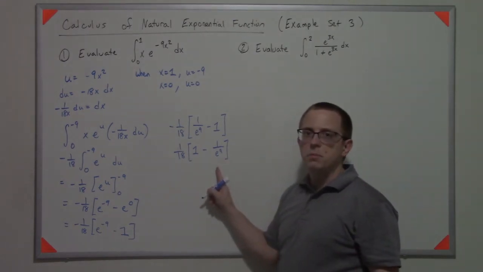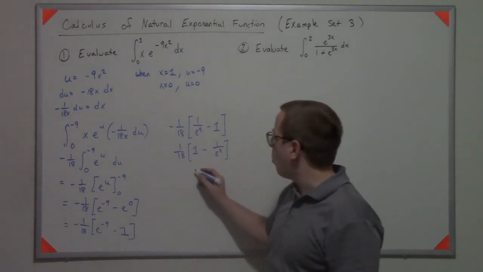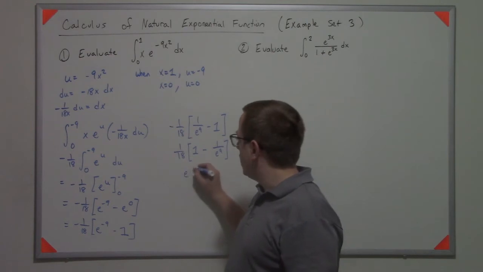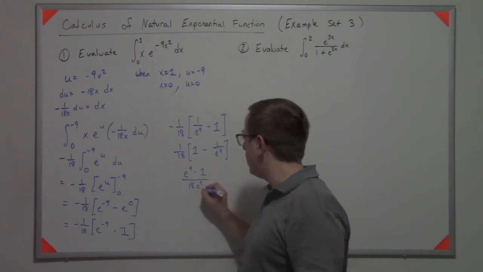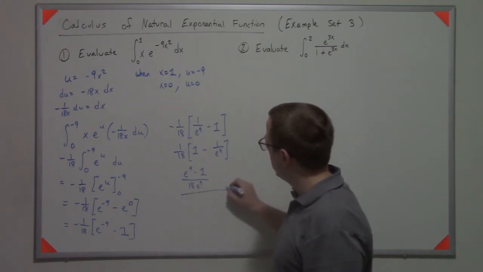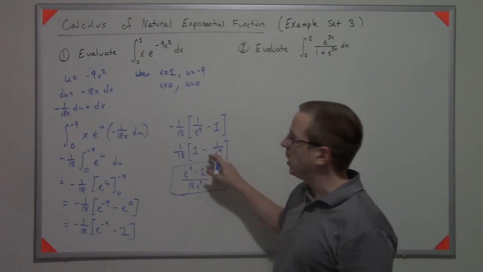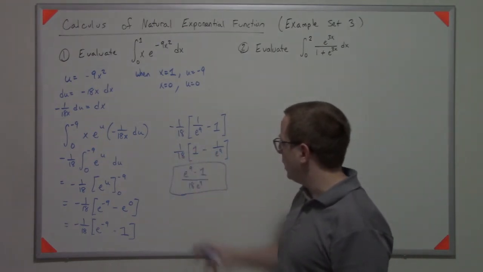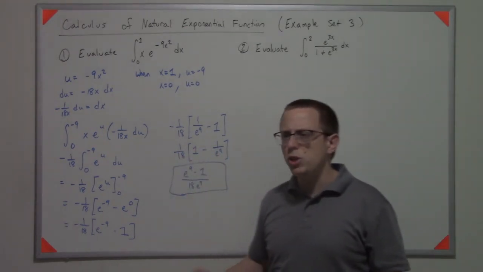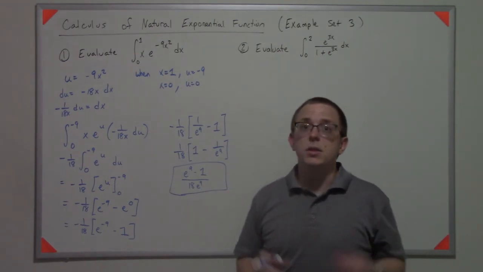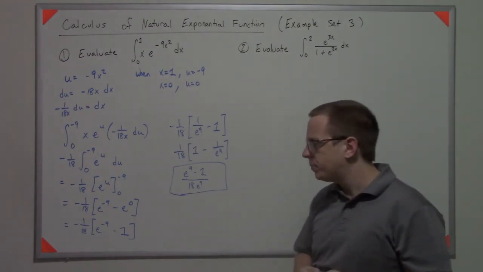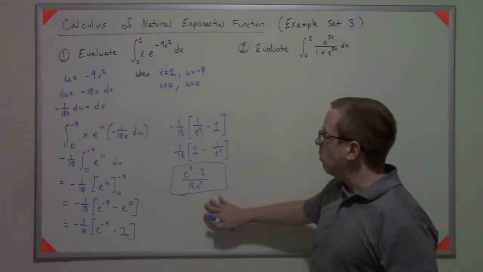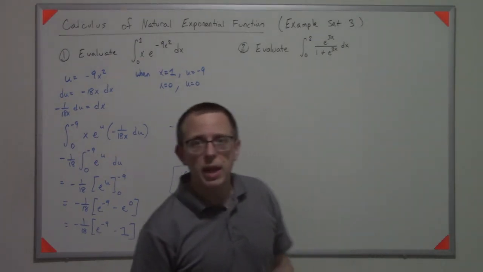So this is probably how I would write this, or I would either write it as e to the 9 minus 1 over 18 e to the 9. That's another way to write that. Just getting a common denominator and pulling in the 18. And what you'll find is that this is still a positive number, although it's fairly small. Okay, anyway, just wanted to kind of put that out there.